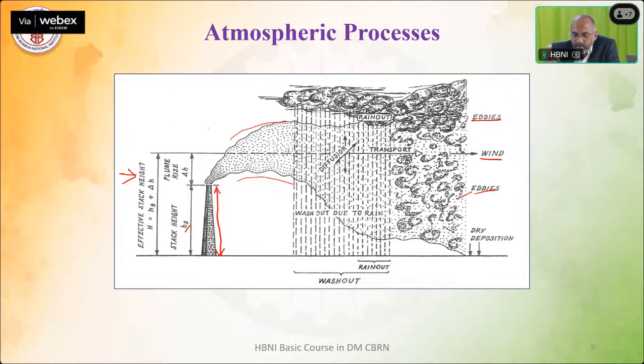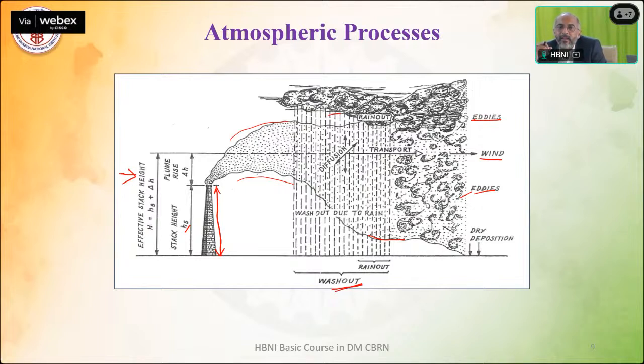And here you will also see if there is going to be rain, and then there is also going to be a washout phenomenon, rain washout phenomena. So the radionuclides that are being carried will actually get deposited quite nearer because of this washout phenomenon, or it can travel for a longer distance depending upon the weather conditions.